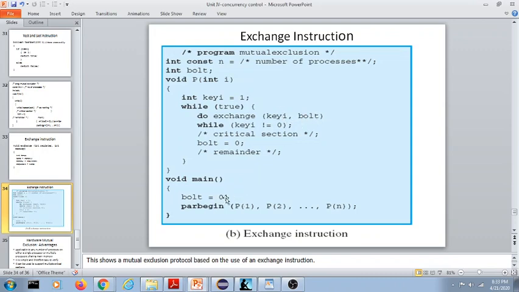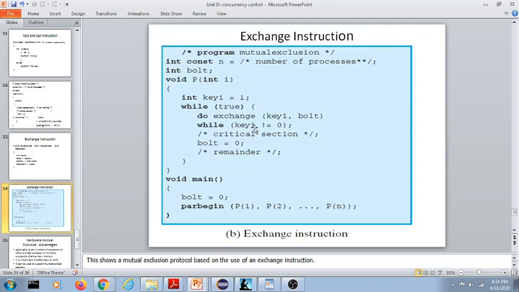Now try to understand: if none of the other processes is using that particular printer, the bolt variable will be 0, and the key 2 variable is 1. So these two things will get exchanged. That means bolt's 0 value will come into key 2 and key 2's 1 value will come into bolt. Bolt's value is given to key 2 and that key 2 variable is checked. What is the meaning of key 2 becoming 0? Key 2 is your swapped value of the bolt variable.